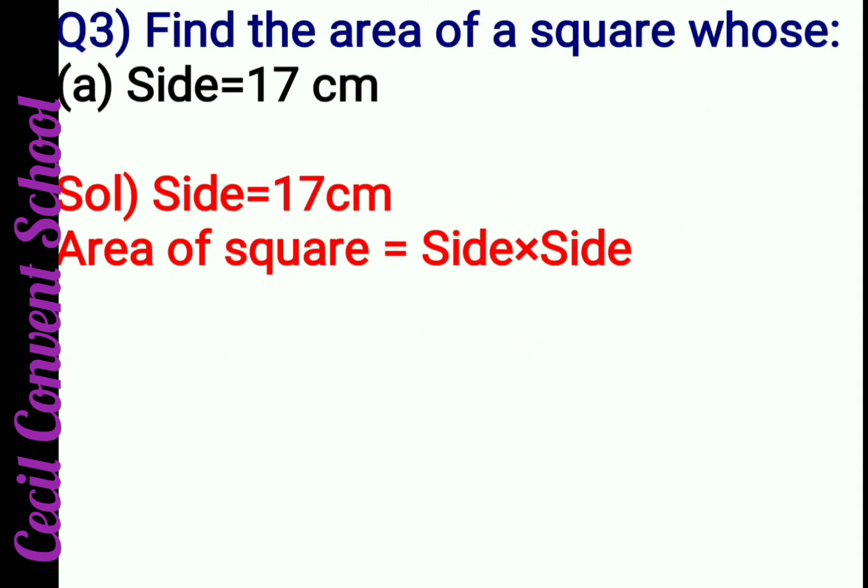Clear? Now we do question number 3. Question number 3 is: find the area of a square whose side is 17 centimeter. Firstly, the same thing you write down in the solution. Side is equal to 17 centimeter. Now the area of a square. The area of a square formula is side into side. As the area of a rectangle formula is L into B, means length into breadth, the area of a square formula is side into side. Why so? Because in a square all the sides are equal.